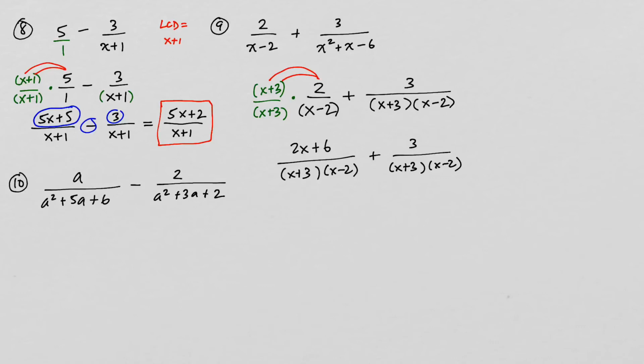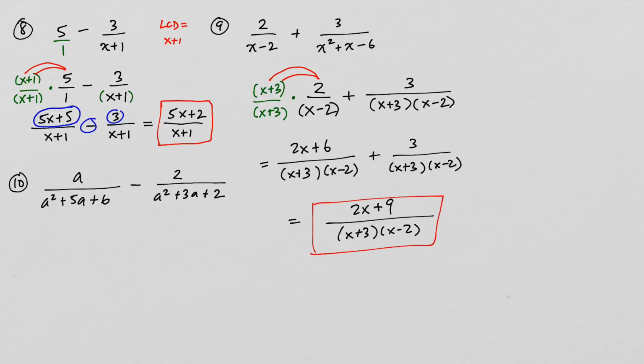And now if we add those together, we have our common denominator, and the numerator will be 2x plus 6 plus 3 is plus 9. And that is our final answer. 2x plus 9 does not factor.